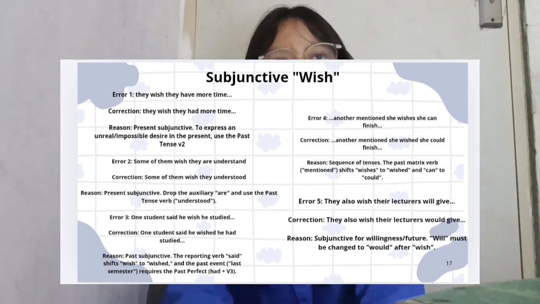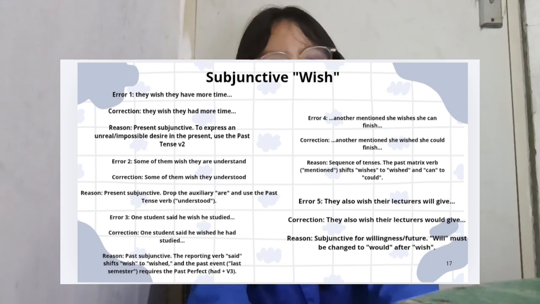Subjective wish. Error 1: They wish they have more time. Correction: They wish they had more time. Reason: Present subjunctive to express an unreal, impossible desire in the present, use the past tense verb 2.